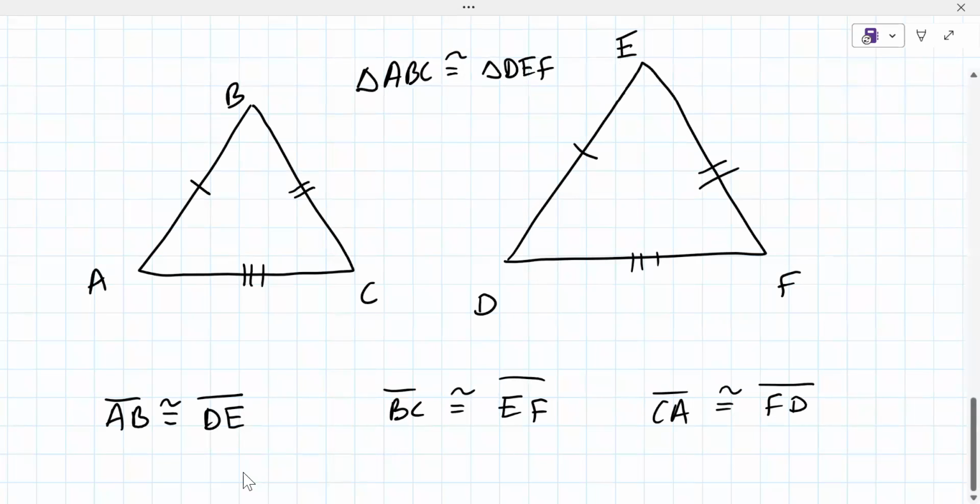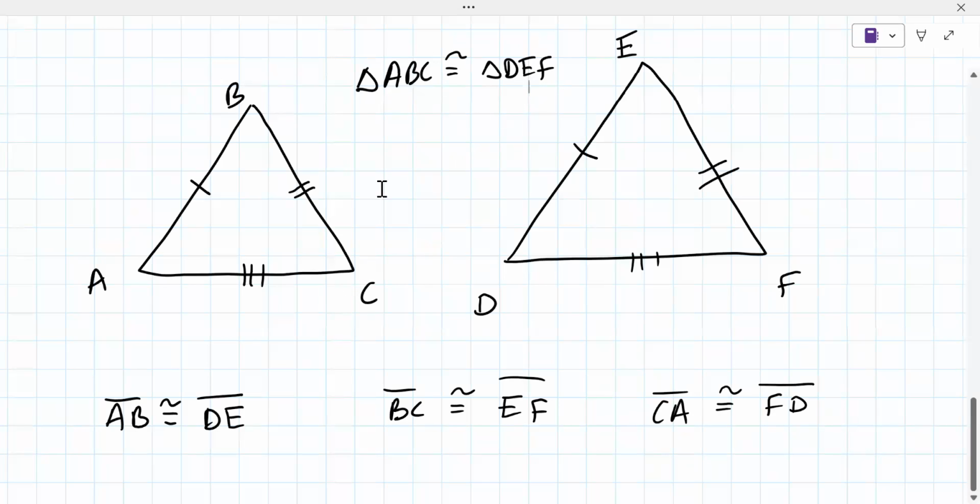Now I want you to look at AB. See how A and B are the first two letters, and DE are the next two letters? Right, I see that. BC is the second two. EF is the second two. C to A is wrapping around. It's C wrapping around to A. F wrapping around to D.